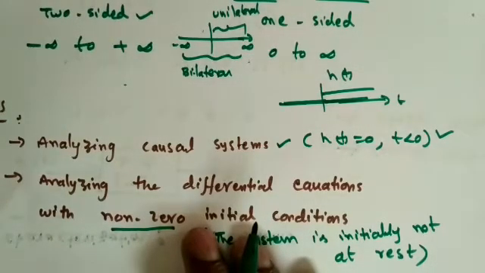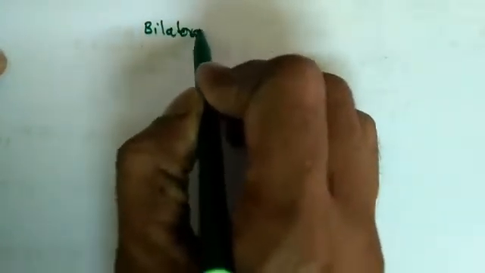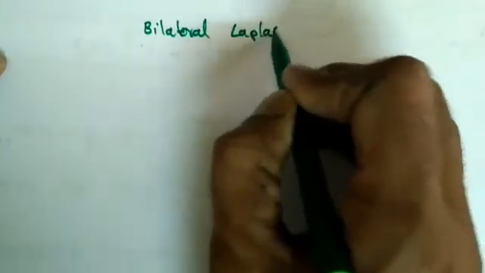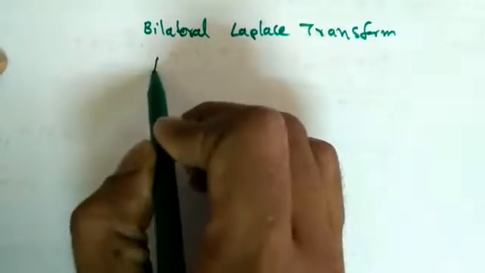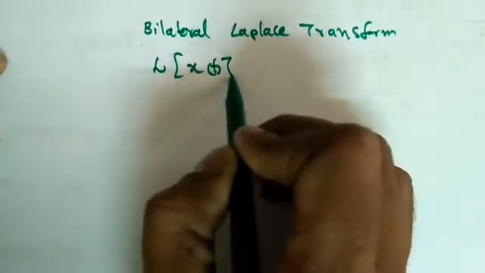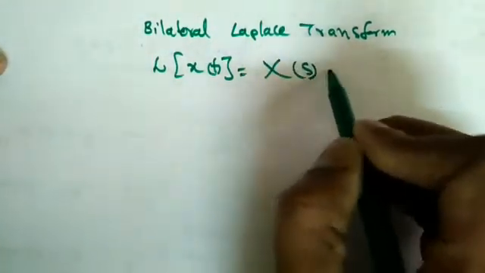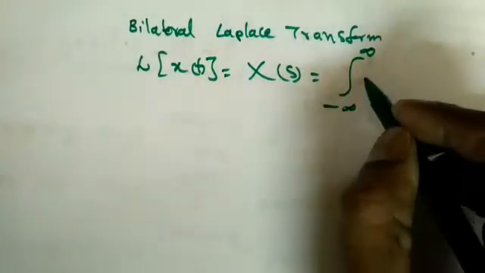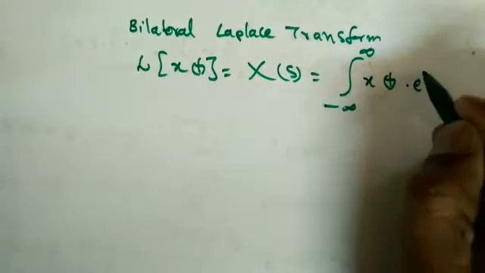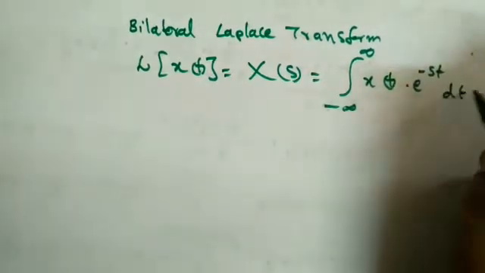Now we'll see how to find the unilateral Laplace transform. I will first write the bilateral Laplace transform of any signal x of t. The Laplace transform of x of t is X of s, and the limits will be minus infinity to infinity, x of t times e to the power minus st dt.